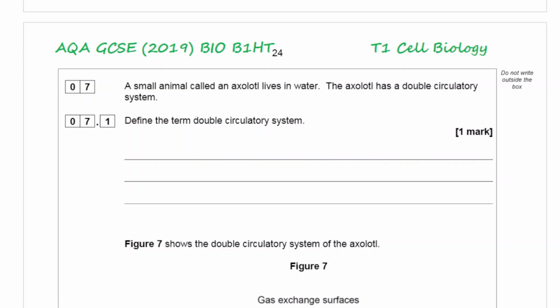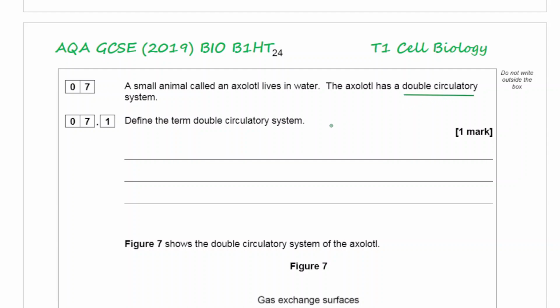In this video, I'm going to go through the AQA Biology Paper 1 Higher Tier from 2019. Question number 7 is on the topic of cell biology. A small animal called an axolotl lives in water. The axolotl has a double circulatory system. Well, we humans have a double circulatory system as well.